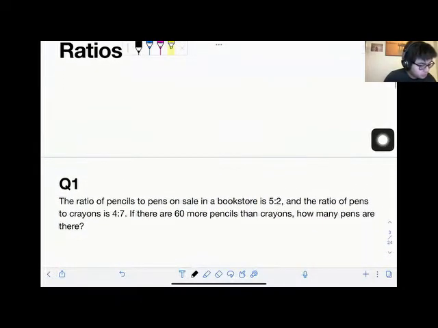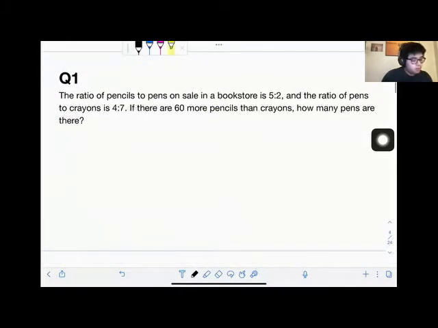Okay, so ratios question 1. Mag-demo po muna ako before we go into recitations. Question 1, the ratio of pencils to pens on sale in a bookstore is 5:2. And the ratio of pens to crayons is 4:7. If there are 60 more pencils than crayons, how many pens are there? So isa-isahin natin.